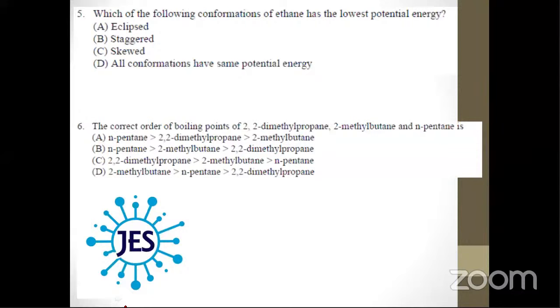Which of the following conformations of ethane has the lowest potential energy? Which of the following conformations of ethane? We looked at two conformations, eclipsed and staggered. Which one was stable? Let me check the chat section. Yes, B. Most of you are suggesting B: staggered conformation is the most stable, and eclipsed is the least stable.